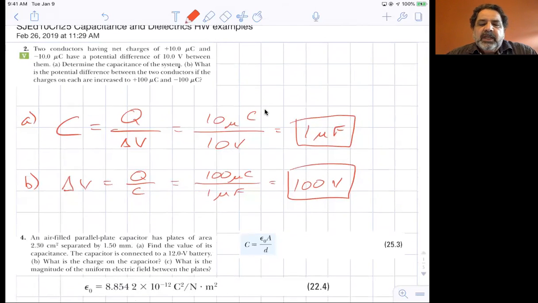Okay, so if you have 10 microcoulombs on one, I'm going to call it a plate, you're going to have minus 10 microcoulombs on the other. Remember I said once you build up charge, electrons on one, you're going to have a paucity of electrons, a lack of those electrons on the other side, and so it's going to have a positive. So on one plate is 10 microcoulombs, the other is minus 10 microcoulombs, and there's 10 volts between them.